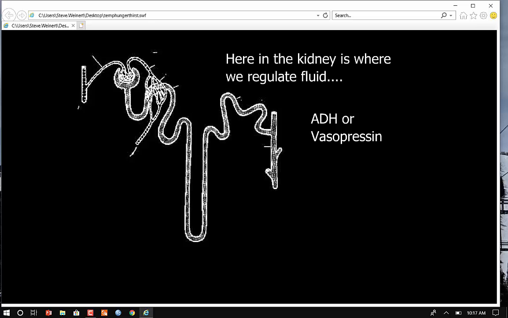Do the blood cells ever leave? No. Is it good to have blood in your urine? No. Just saying. Ever go get checked right away. Okay. So this little filter right here is an amazing thing.